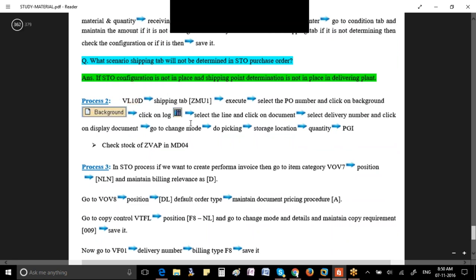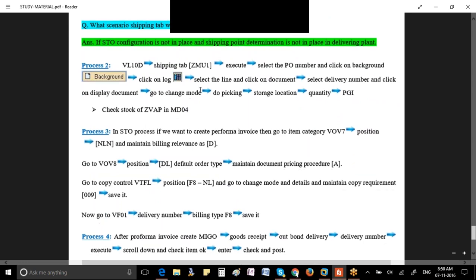You'll be seeing the same things. When you go to VL10D and click on execute, you'll be seeing a button on the top like background. Click this, and this is a log button. Click on the log. Just follow exactly the same thing. Okay, VL10D.